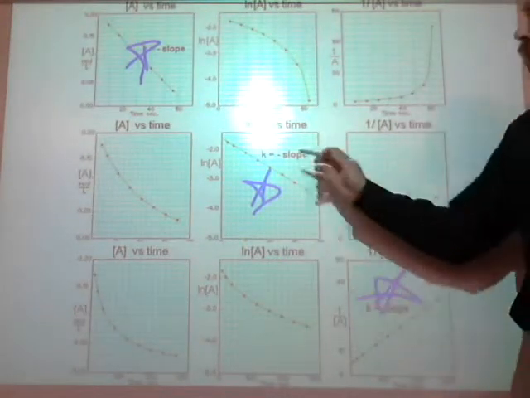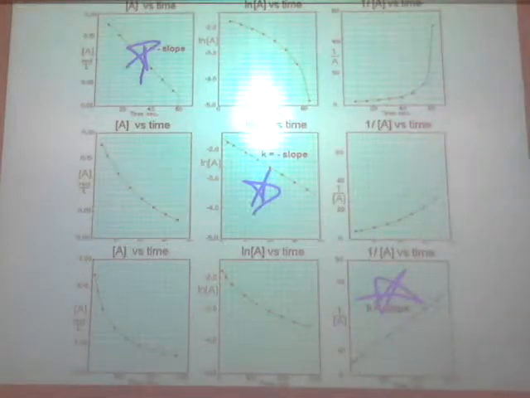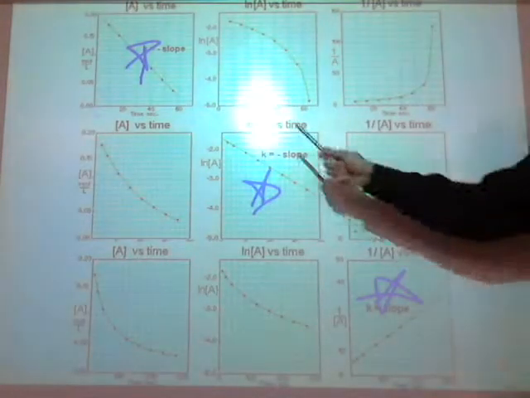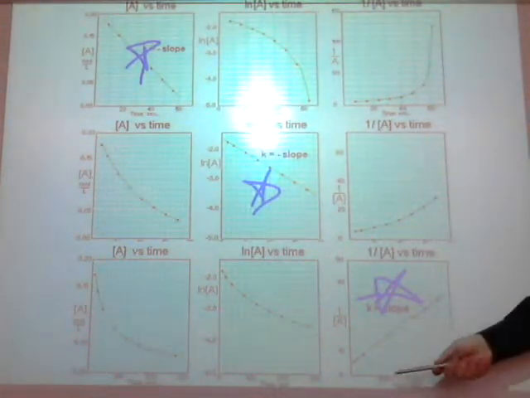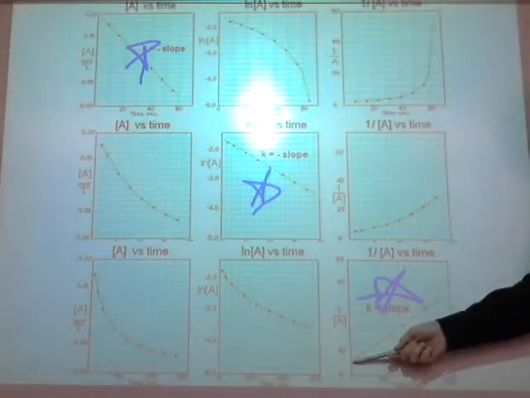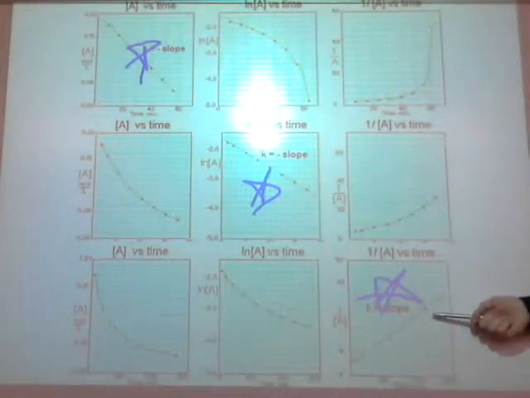If you're ever wondering why we are bothering to do these graphs, they actually have a purpose. But this is the key: where is the straight line? By the way, one other thing you'll notice about this plot, when you do 1 over A, the slope is now positive again. Does that make sense? You understand why?